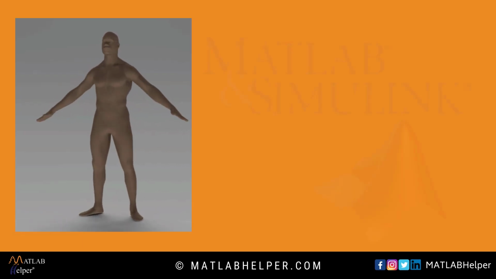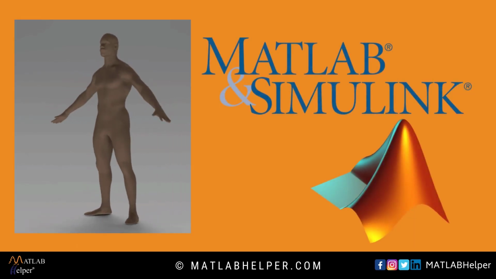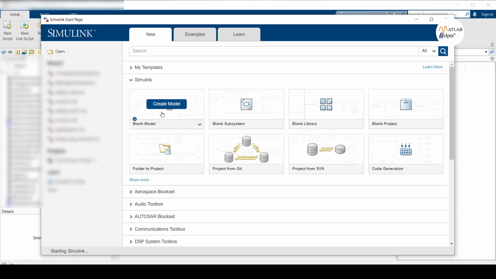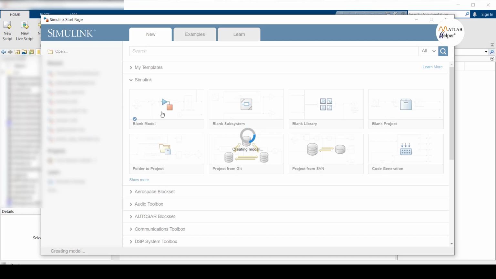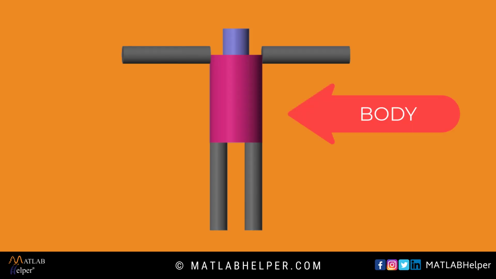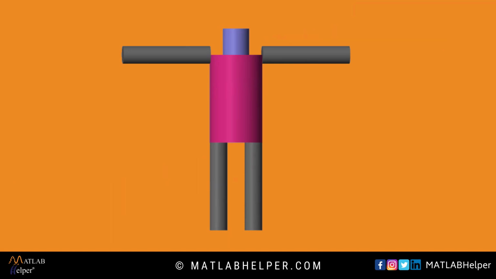It is interesting to know that we can make a 3D model through MATLAB Simulink of a skater spinning through the body movements. Before starting the simulation, I would like to show you the spinning skater 3D model that we will be making in this video. This model has a body, a neck, two arms and two legs moving in clockwise direction.